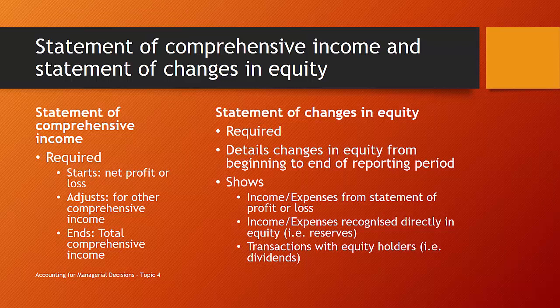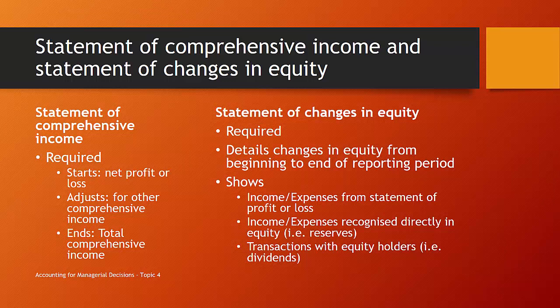And then what you end up with is total comprehensive income. The statement of changes in equity shows how equity changes from the beginning to the end of the period. It shows you how things are affected by profit, because ultimately profit ends up in equity. It shows you income and expenses which bypass profit and go straight into equity. And these are things which go in through the statement of comprehensive income. And finally, it shows you any transactions with equity holders.